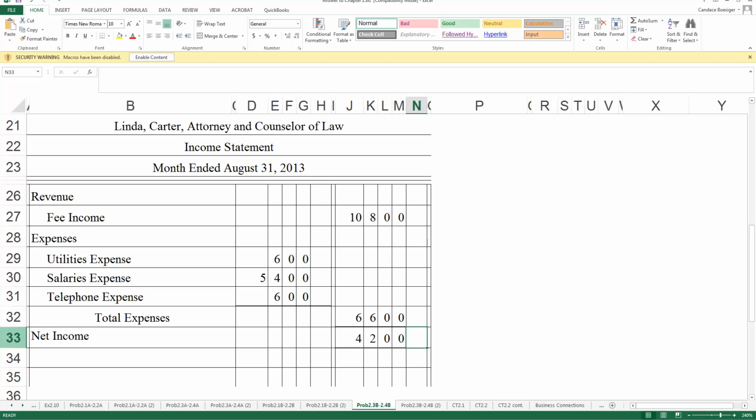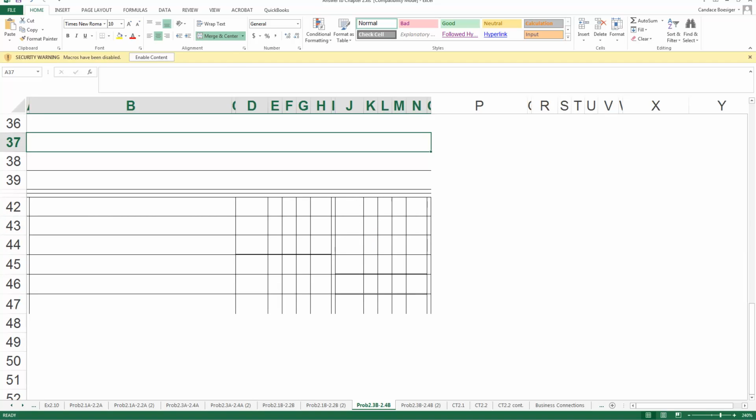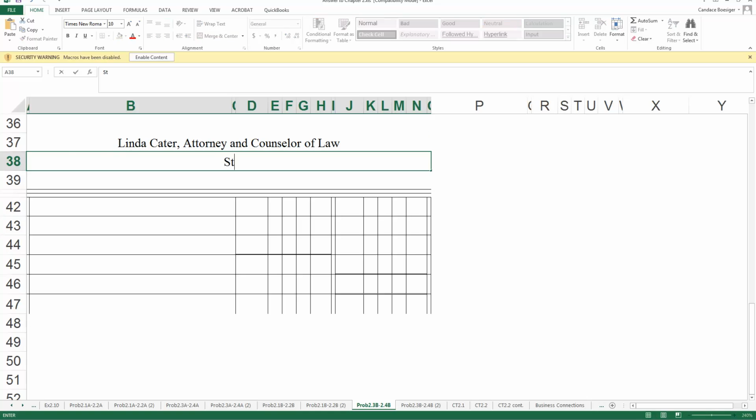So let's keep moving. Let's go on to our statement of owner's equity. Again, have to put in the name of the business, and we're doing a statement of owner's equity, and we are doing the month ended August 31st, 2013. And with this, we start out with the capital at the beginning of the month.